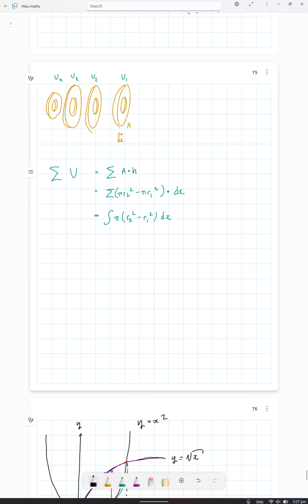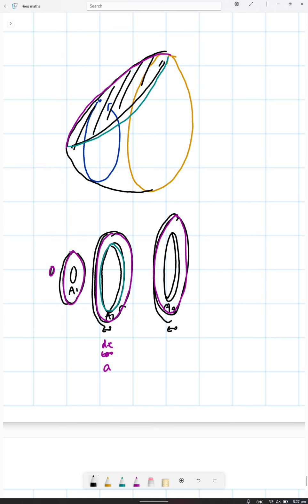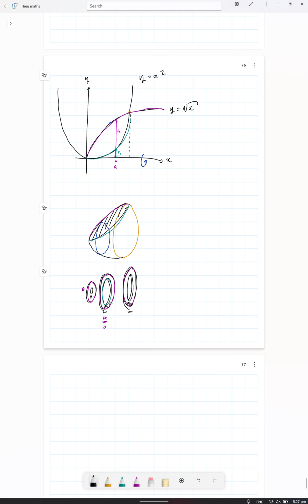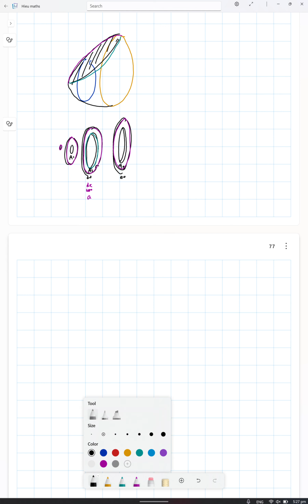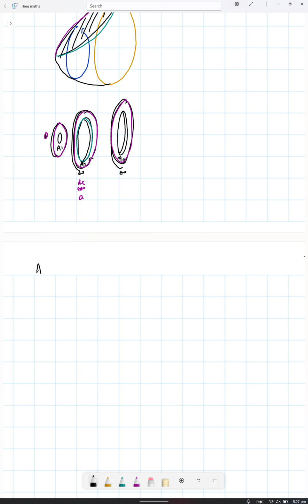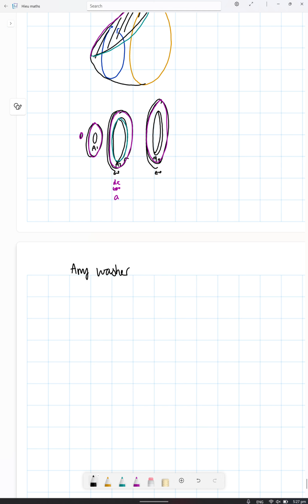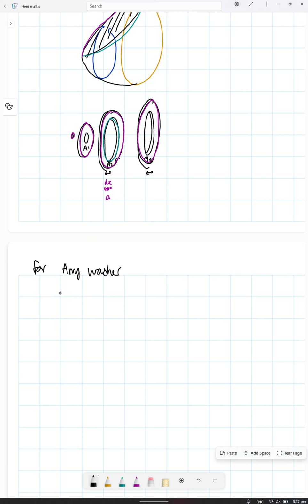Remember that it's just the summation of all these different washers. So how are we going to do that? Well, let's think about this. For any washer, what is its area going to be? Remember what we said.